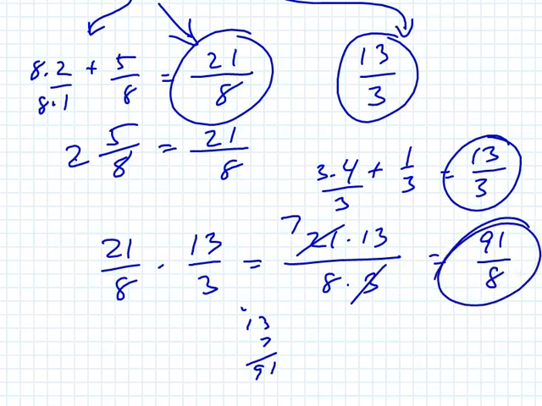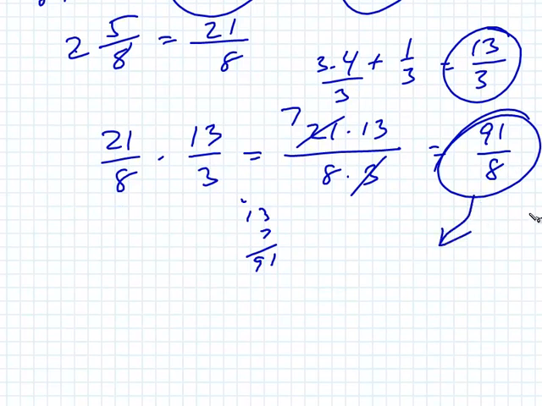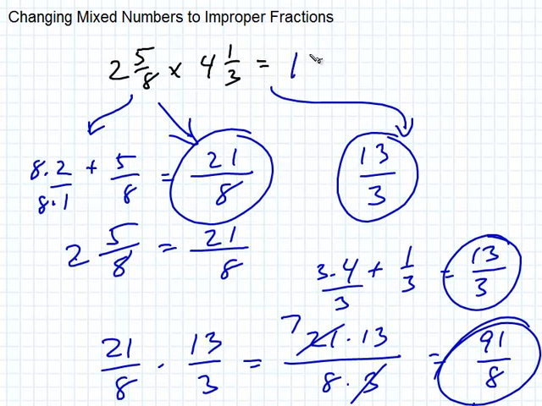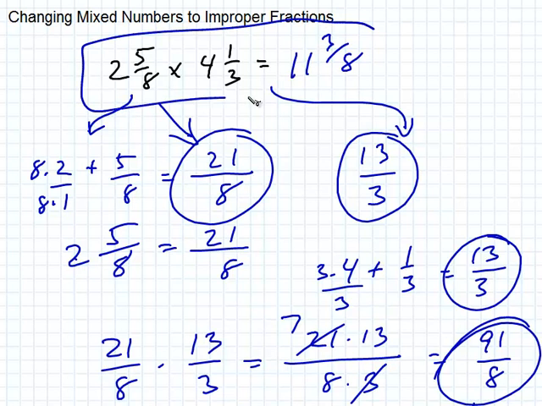So we have 91/8. What if I wanted to change this back into mixed number format, just so it'll be the same format as the original problem? Well, divide 8 into 91. This is 91 divided by 8. So if I divide 8 into 91, 8 goes into 9 once, 8 ones are 8, subtract, and I get 1. Bring down the 1, 8 into 11 goes once, times 8, subtract, that's 3, and this would be 3/8. So 11 and 3/8 would be your answer.